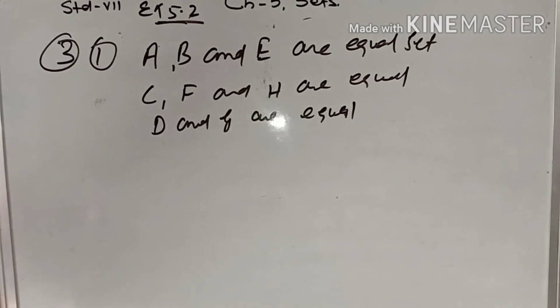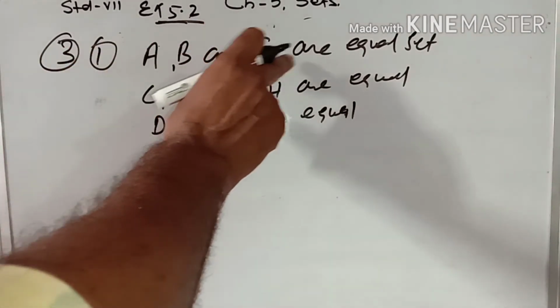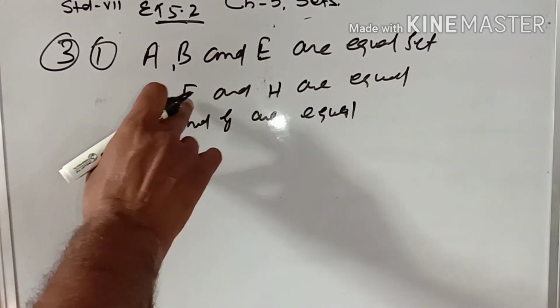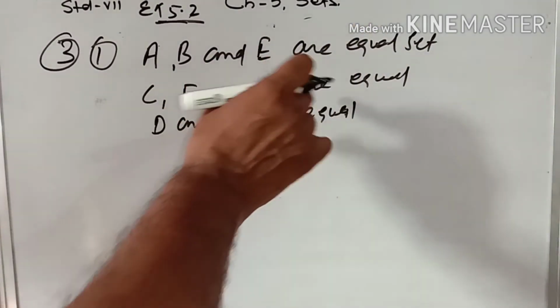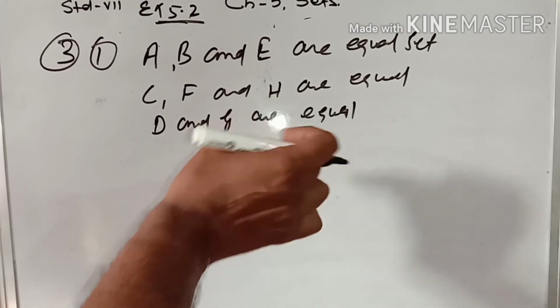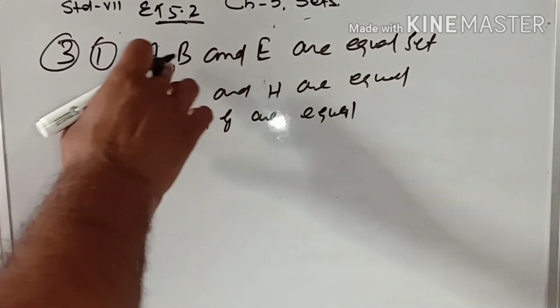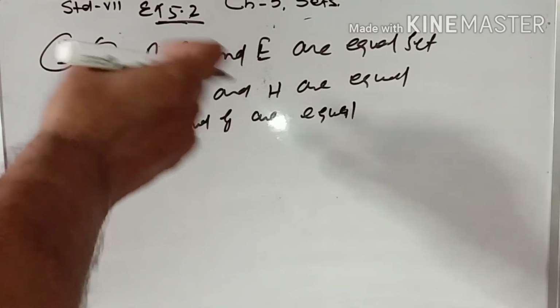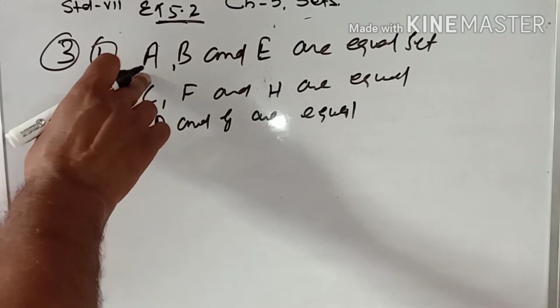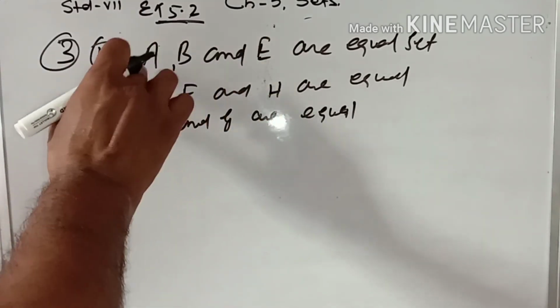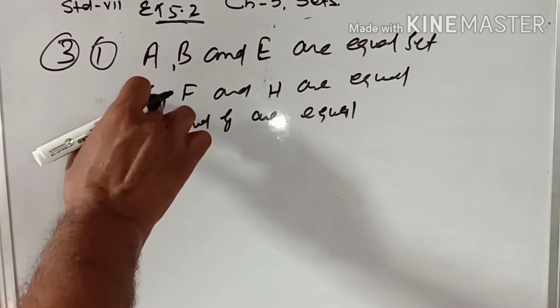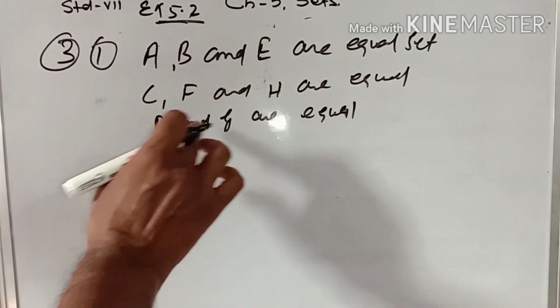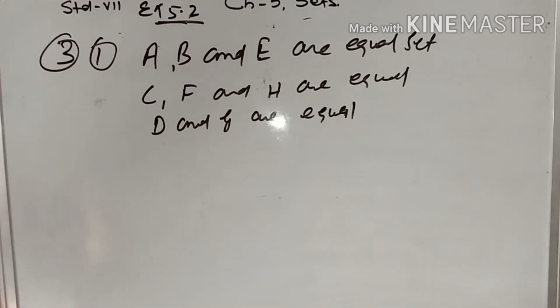See the condition of E, so A, B and E are equal, C, F and H are equal, D and G are equal. Once you see the elements and compare the elements of these, means whatever the given elements are given, so you can find out what they are equal, means A, B, E are equal, C, F, H are equal, D and G are equal. Write down.